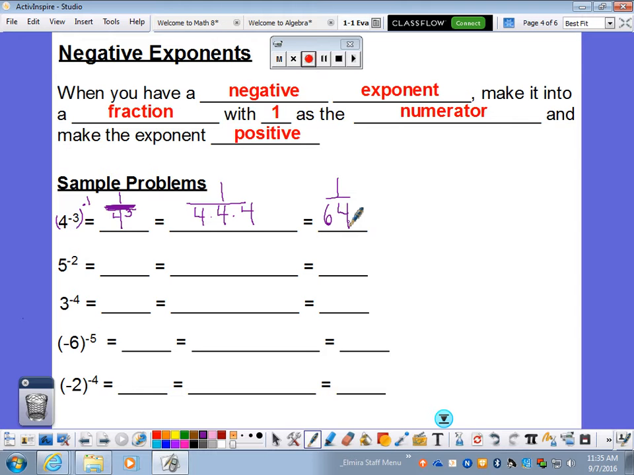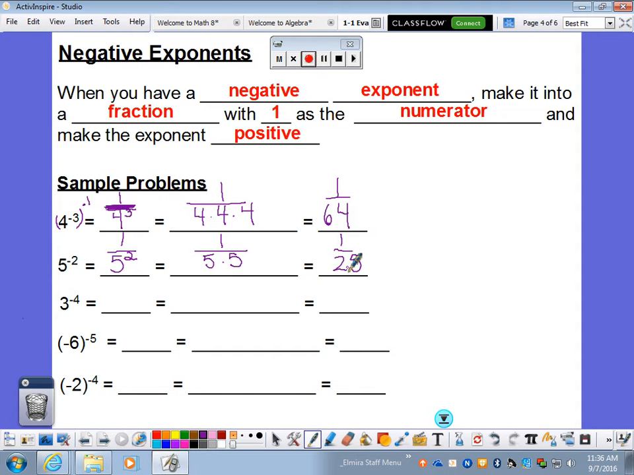5 to the negative 2 power becomes 1 over 5 to the positive 2 power. As soon as we've turned it into a fraction, it is now a positive exponent. And we get 1 over 5 times 5, which is 1 over 25.